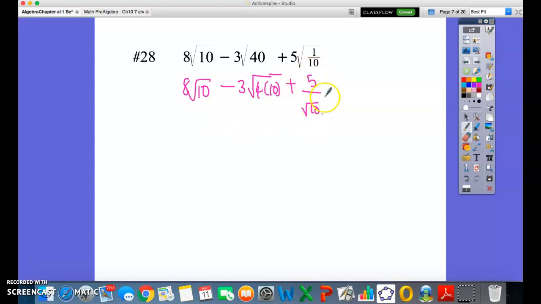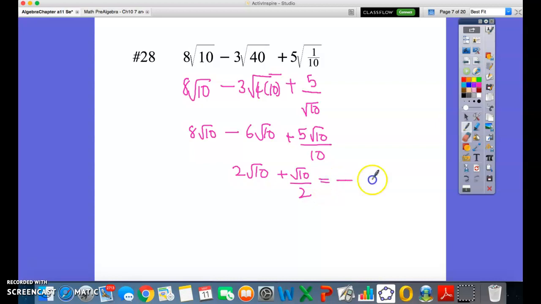Now I need to simplify this. So this will be 8 square root of 10 minus, I can take out 2. So this will be 6 square root of 10 plus, I'm going to rationalize the denominator. So this will be 5 times square root of 10 over 10. So 8 square root of 10 minus 6 square root of 10 is 2 square root of 10 plus 5 goes into 10, 2. So this will be square root of 10 over 2.